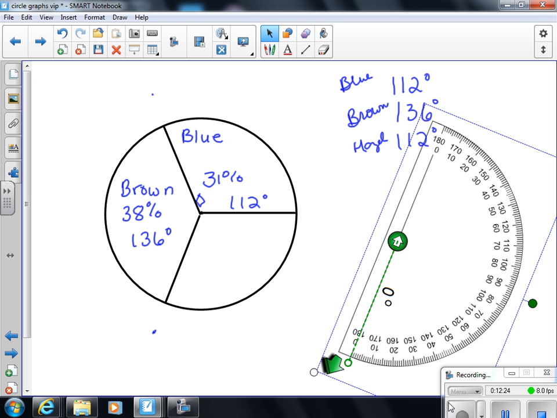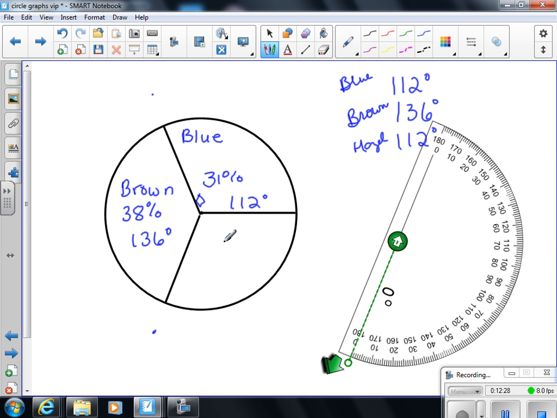Now, does it matter what order you put them in? Not necessarily. I usually like to write them in the order that they're given, but it doesn't matter. So now I have hazel. How many degrees? 112 at 31%. Include all that. Now, I'm missing something. What's missing? My title, and you might call it just eye color.